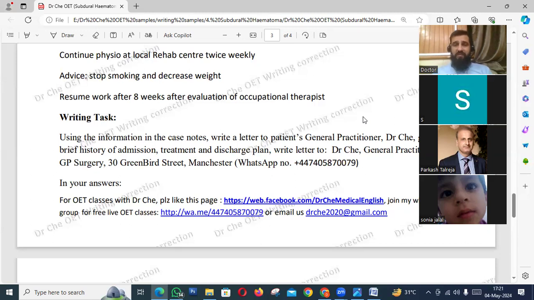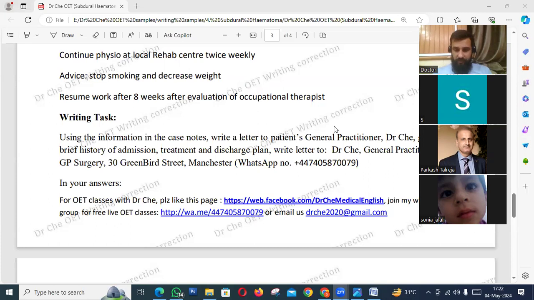What comes to your mind when you are writing to the patient's GP in a discharge letter? The GP knows the patient very well. Very good, excellent. Okay, so it's good that you know the GP knows the patient. Why is this information important?